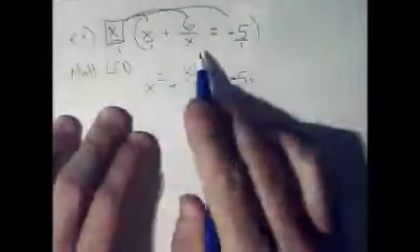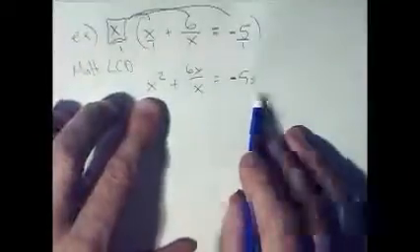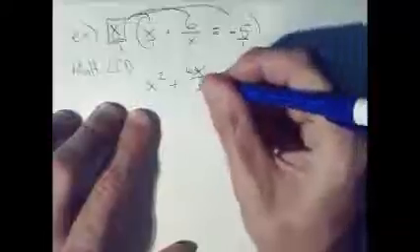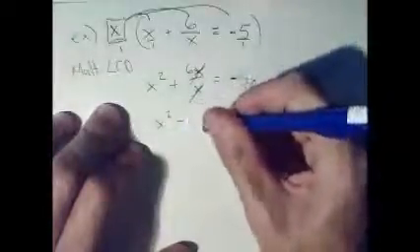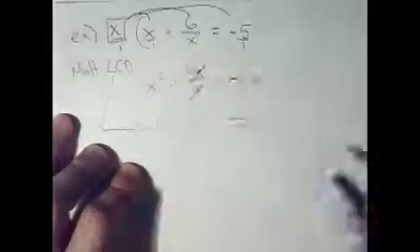Remember, we multiplied all those. Again, the only denominator we have is unaffected. Everything else got multiplied by x. The whole reason for that, x divided by x cancels out, leaving me x squared plus 6 equals negative 5x. No fractions. Whatever x solves this equation is the same x that's going to solve this equation.